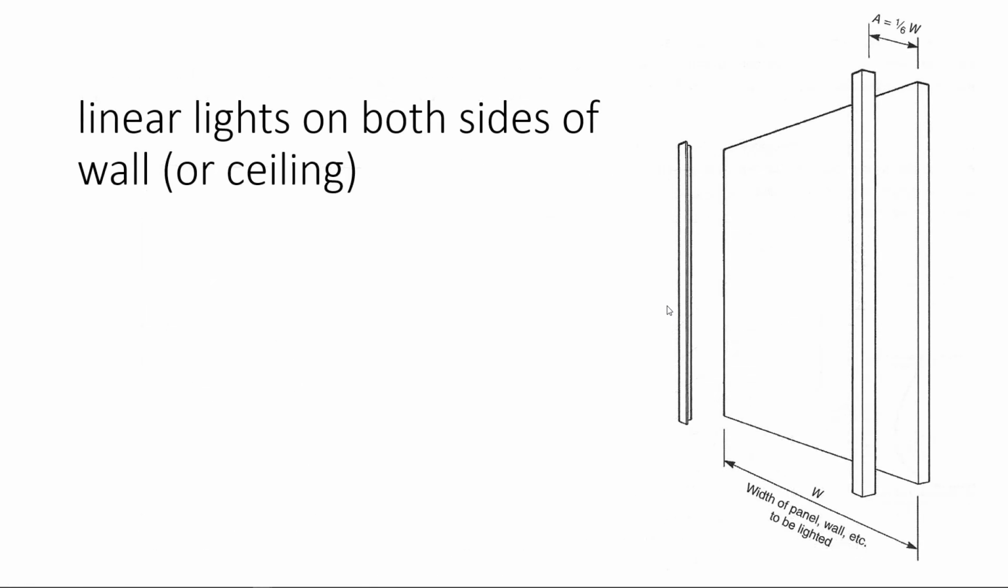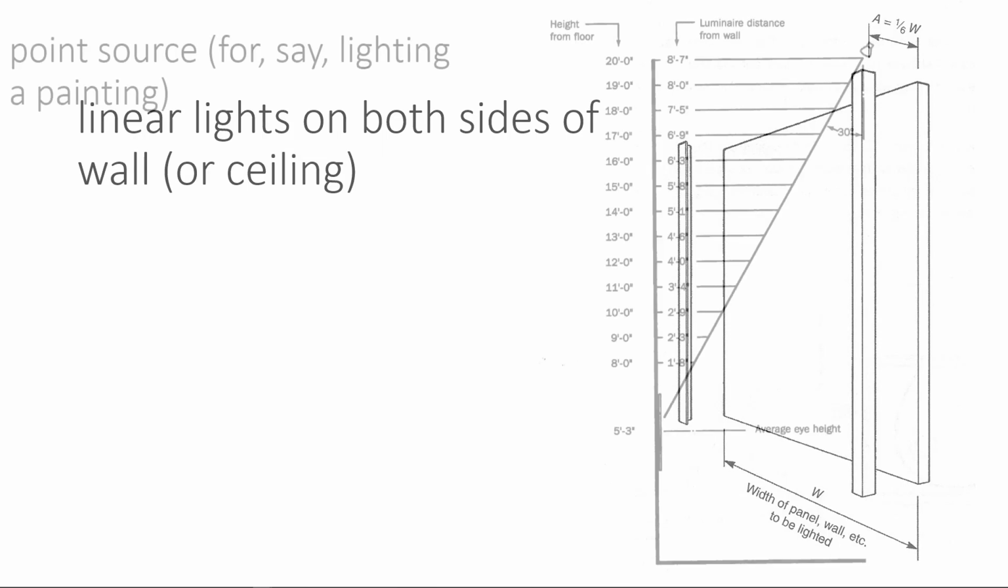Now, linear lights are basically similar to the ceiling slot, except they're coming from the side of the wall.